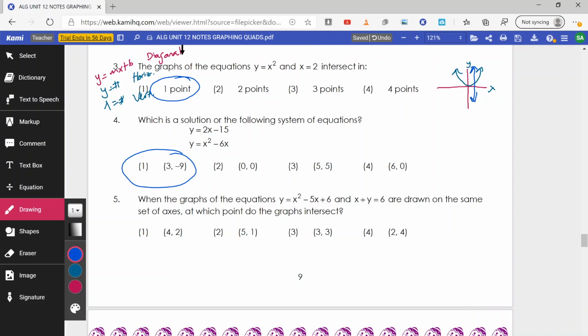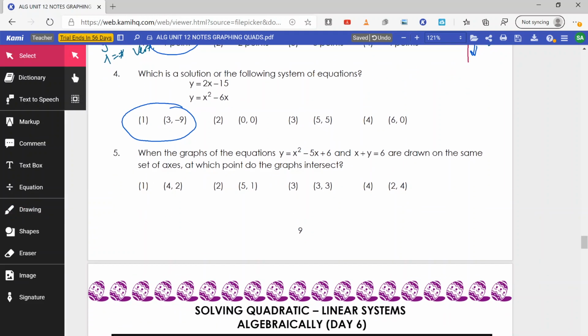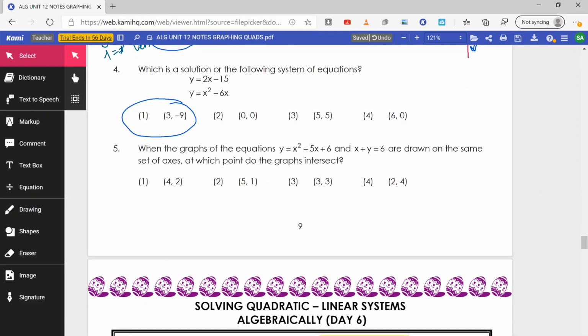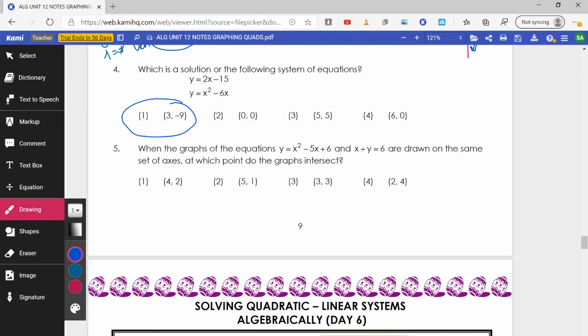And then last but not least, 5 is the same thing. When the graph of the equations y equals x squared minus 5x plus 6 and x plus y equals 6 are drawn on the same set of axes, at which point do the graphs intersect? So again, same thing as before. We want to plug them in on the calculator to see which x and y values are the same. So as long as they're y equals, we're good. First equation, y equals, that one's okay. Now x plus y equals 6. That's not okay because it's not y equals.